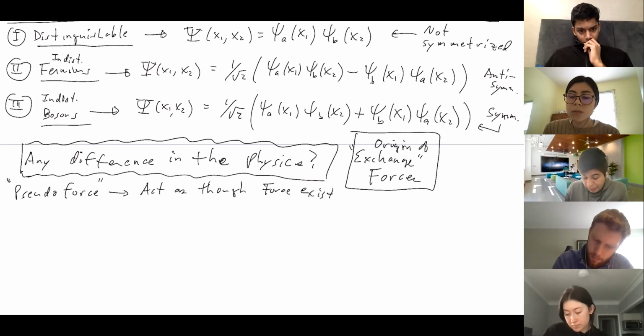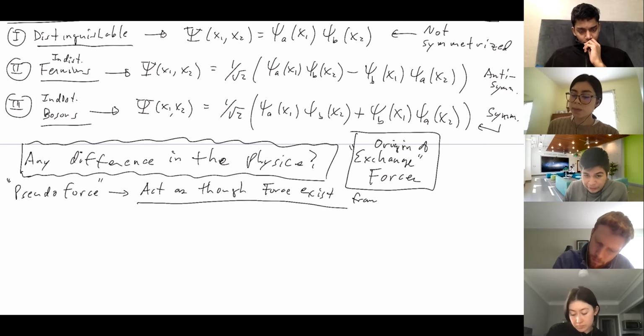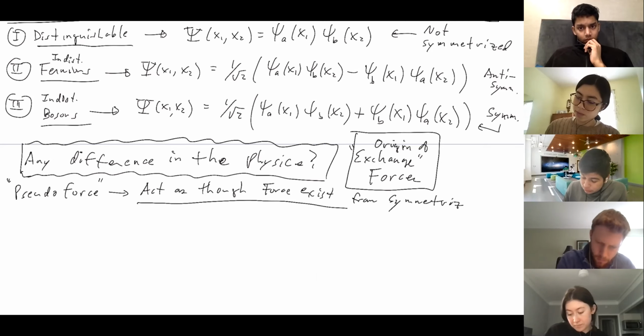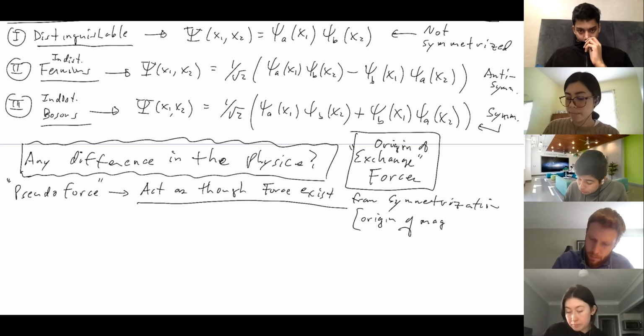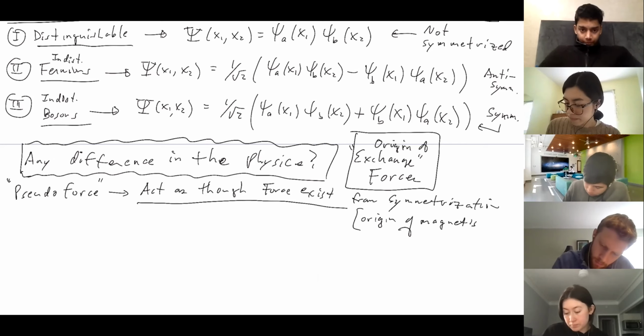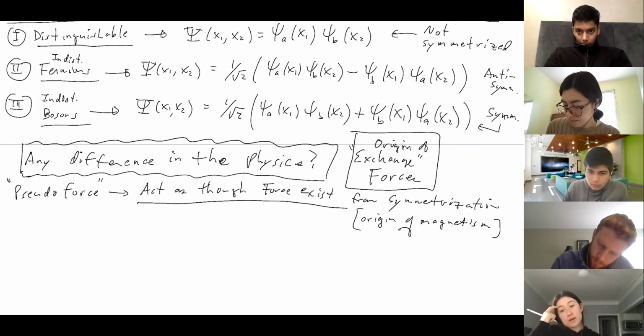And it's purely from the symmetrization. So we call that an exchange force. And this force is really important because, for example, this is the origin of magnetism. This force that we're talking about is why we have magnetism. But I'll explain that later. Right now, it's important that you see the origin of this force.